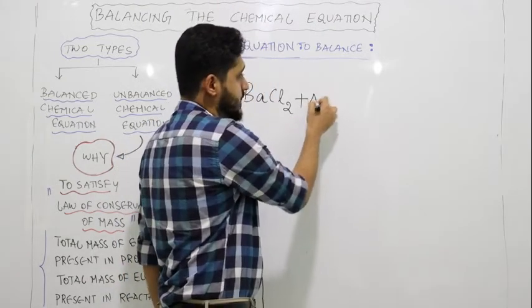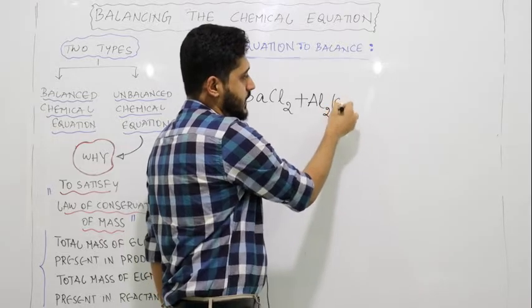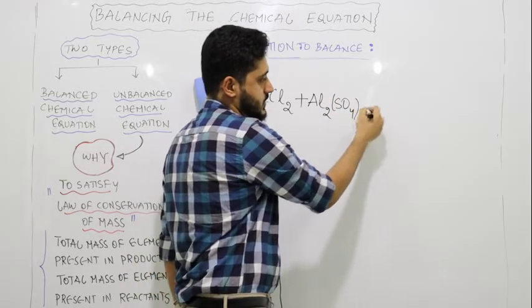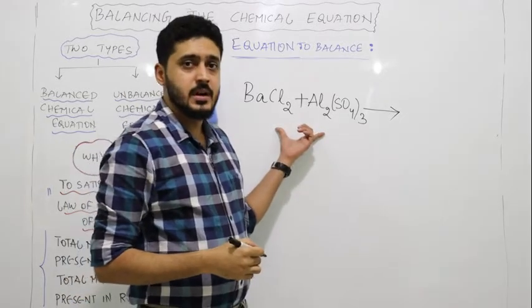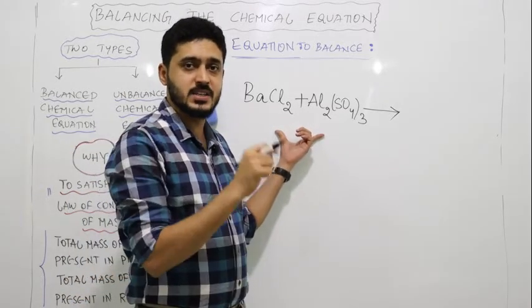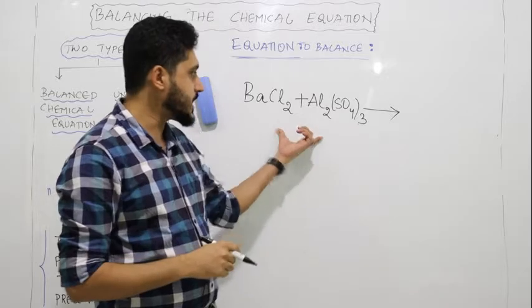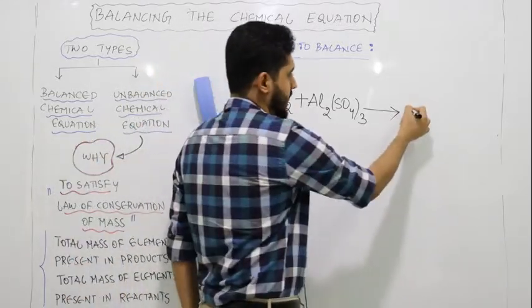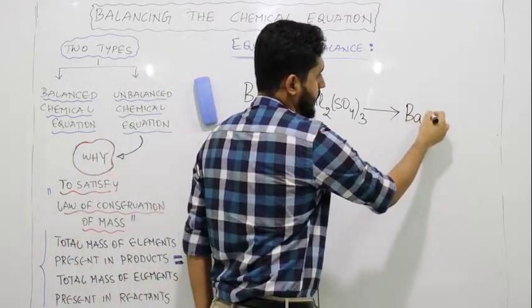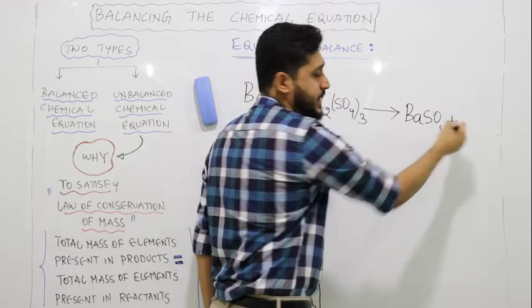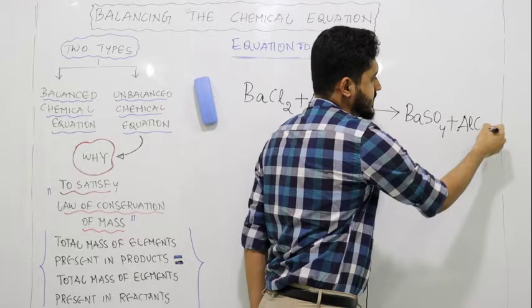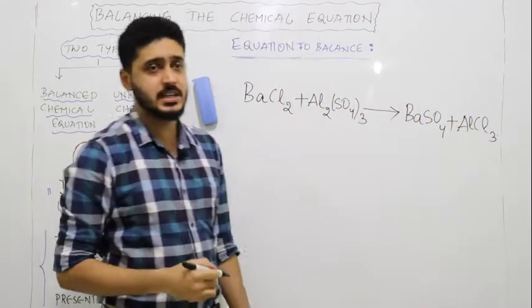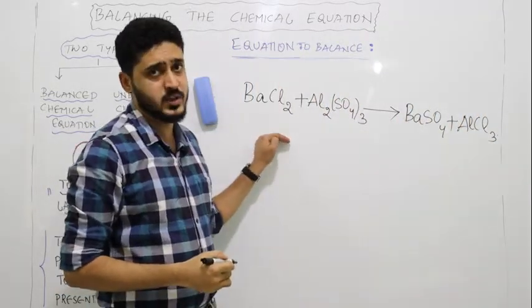How will you write aluminium sulfate? Al2(SO4)3 gives you, it's a double displacement reaction. We will be discussing it in the next session. You will get a precipitate of barium sulfate BaSO4 plus aluminium chloride AlCl3. Now how to balance this equation?